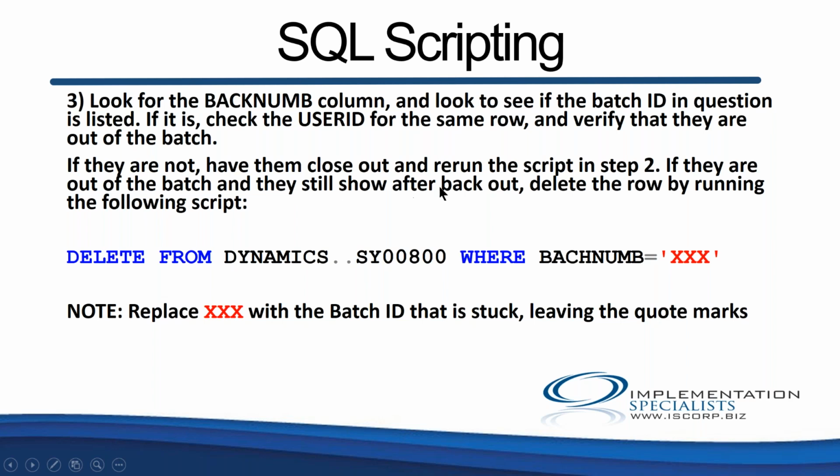If they are backed out and still showing in there, what we need to do is delete that row, because while there's this entry on that table, it locks that. That's how you get that locked status: there's this entry on this SY800 table on Dynamics. So what you want to do is delete from Dynamics.SY100 where batch num equals XX, and just replace those X's with the batch ID that is stuck.